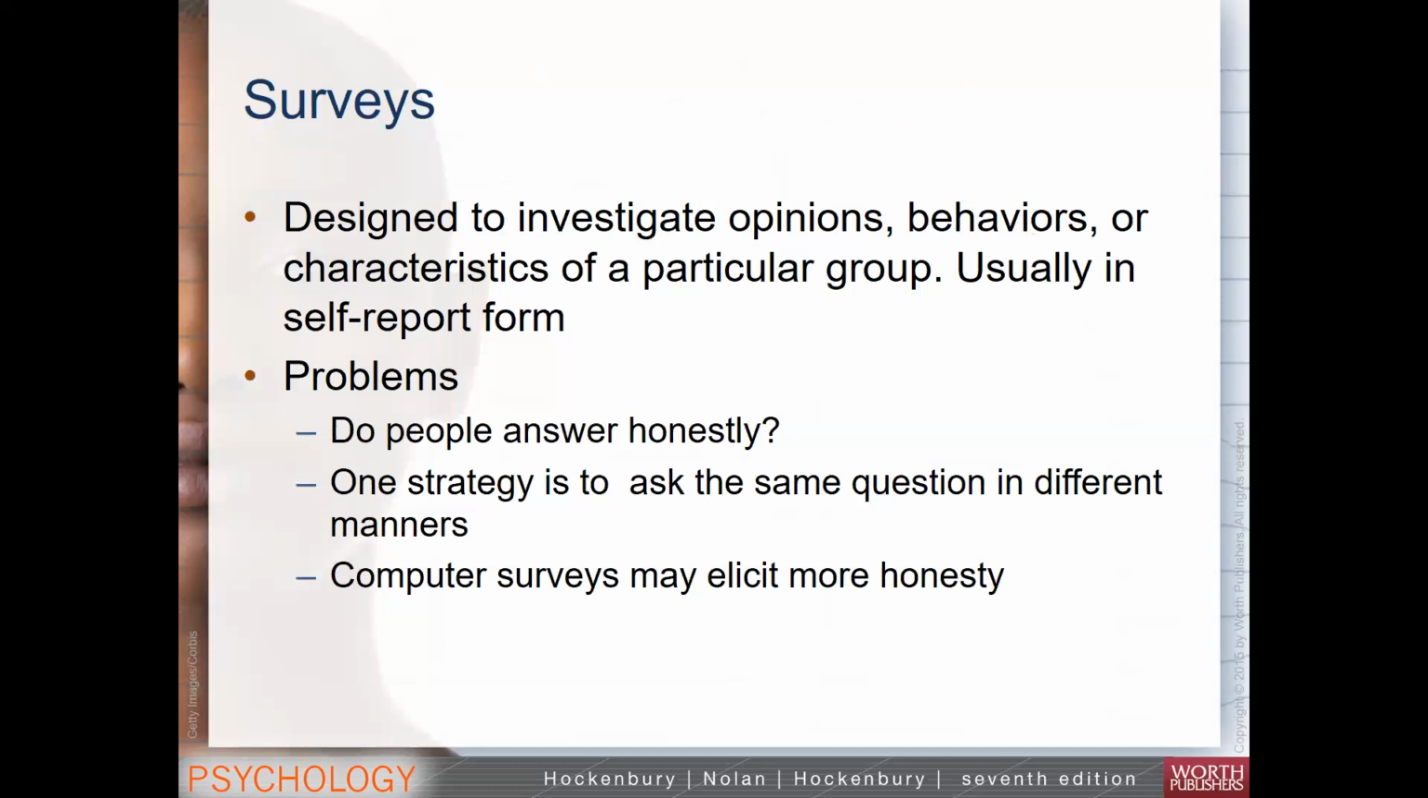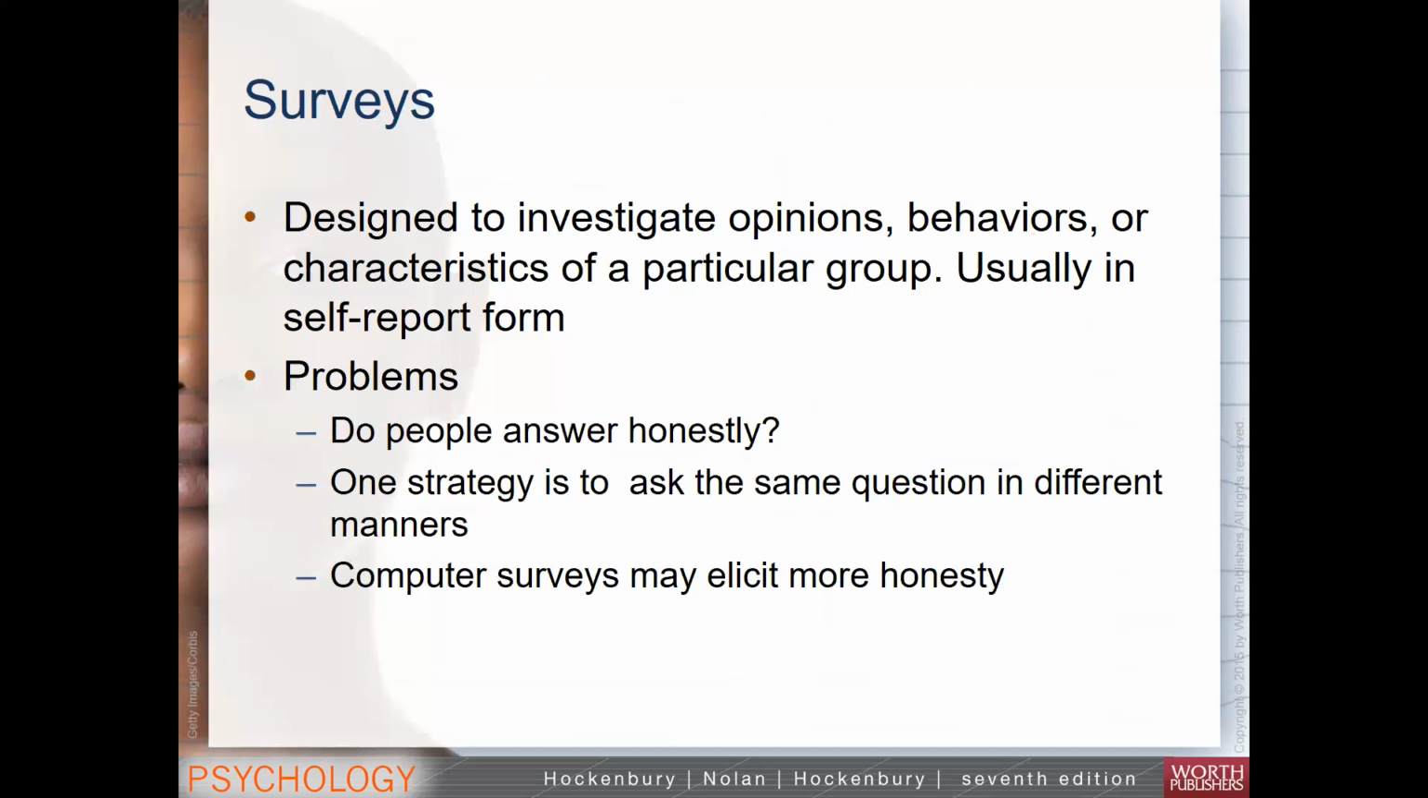Now, one problem is obviously people lie, and that can make it very difficult to get real answers. One strategy to combat that is to ask the same question in multiple ways. The person answers basically the same question several times, and you want to see if they have the same pattern of answering. You're getting at the same thing, but asking it multiple ways to try to trip them up into being honest.